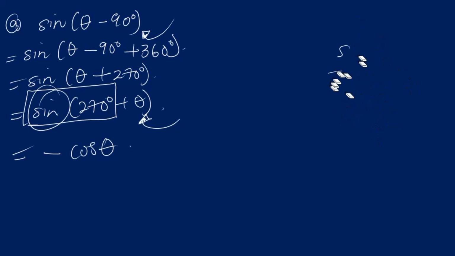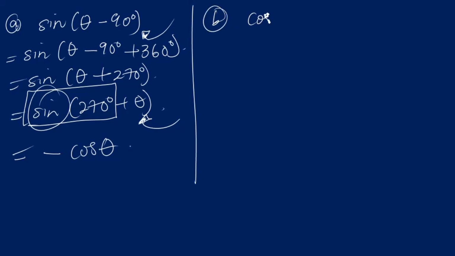Let us do another one. Let me quickly erase this. So let's say we have B, the cosine of theta minus 90 degrees. Same thing. Please try to pause the video and see if you can win.